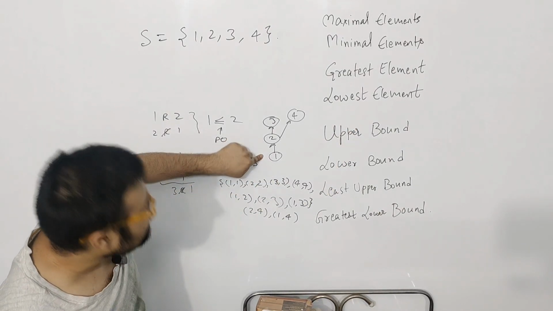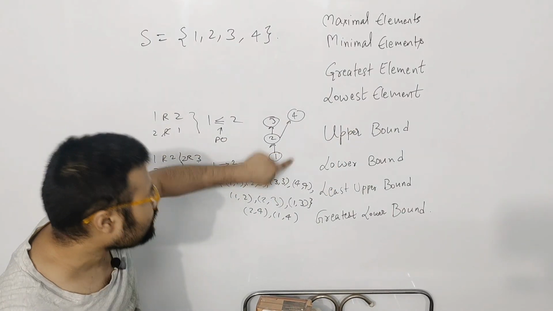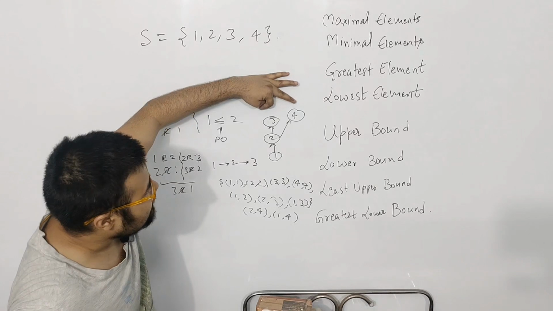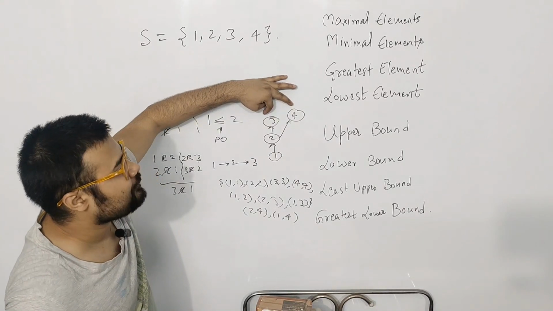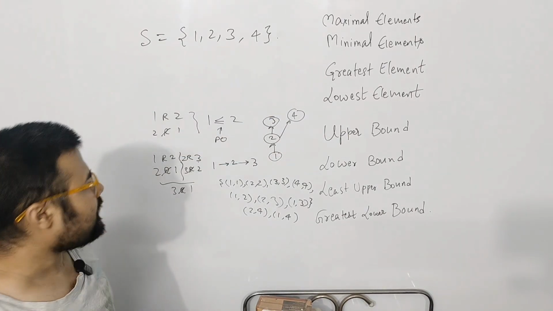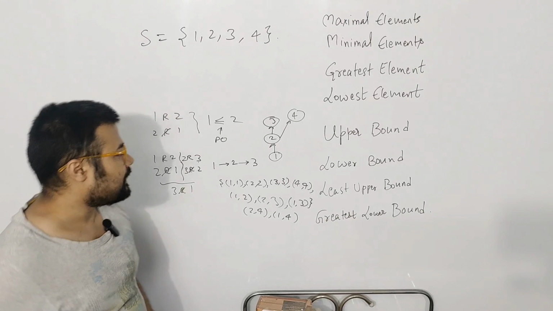You will find some element which is a minimal element. You will find some elements which are maximal elements here, 3 and 4 both are maximal elements, right? You know what a minimal and maximal element is.